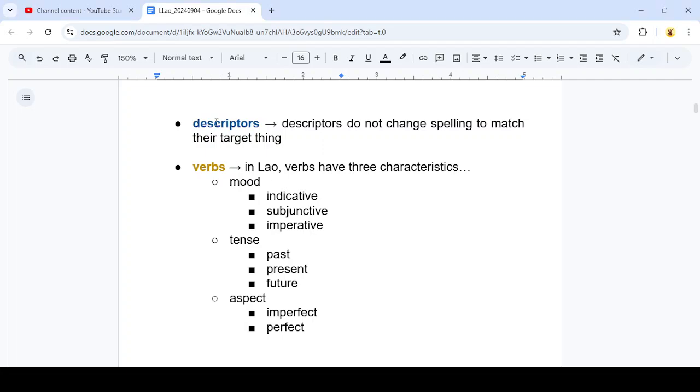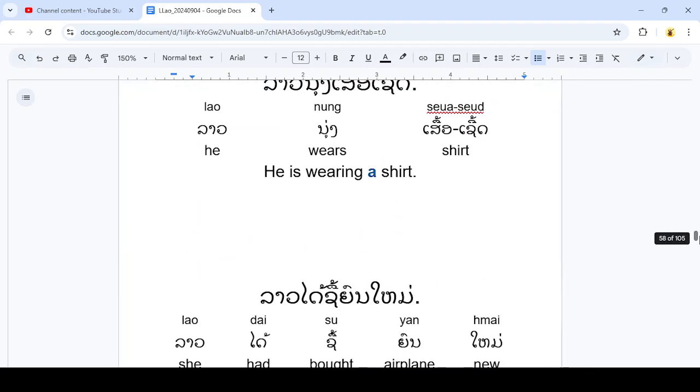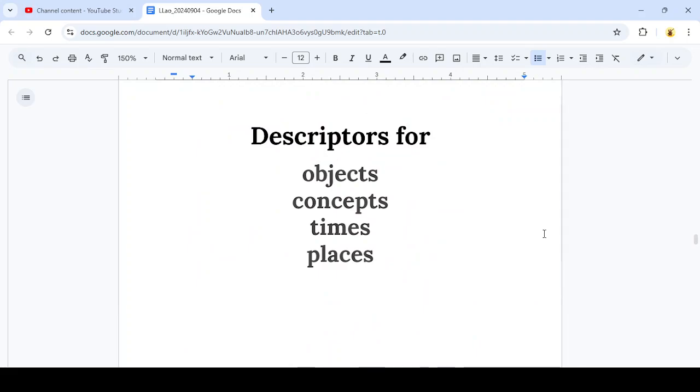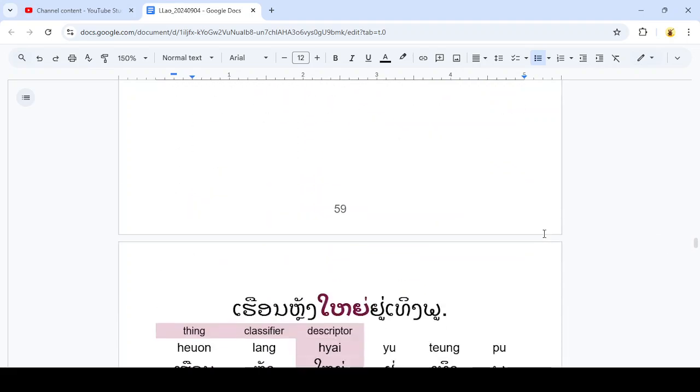And in this video, I'm going to be discussing descriptors in Lao. Descriptors are like adjectives. They describe, they give more information about target things. And the thing to know about Lao descriptors is that they do not have any features and they do not change spelling to match their target thing in any way. So in that sense, they are similar to English adjectives because English adjectives also do not change spelling to match their targets. So let's take a look at a couple examples of some descriptors in Lao.